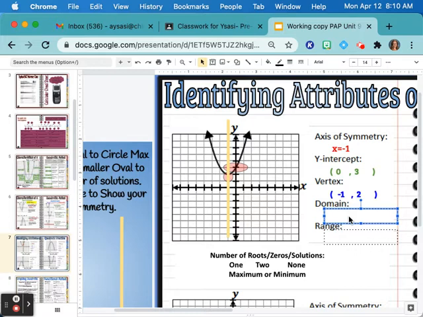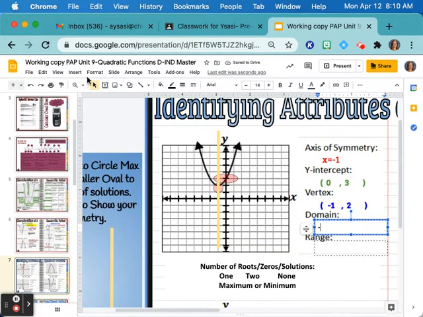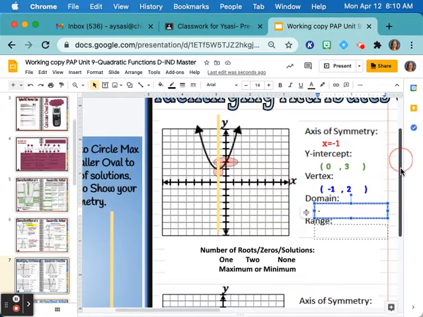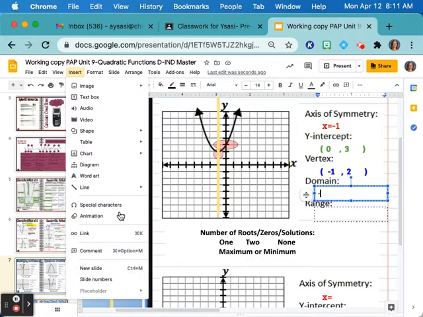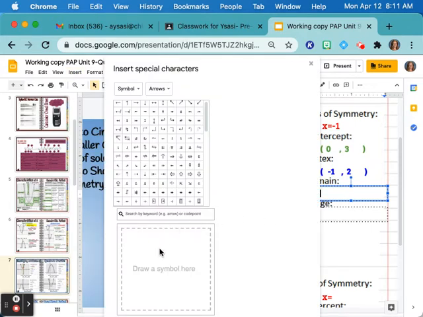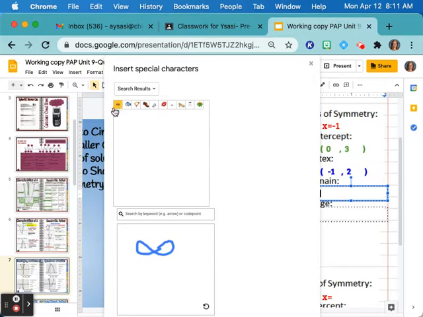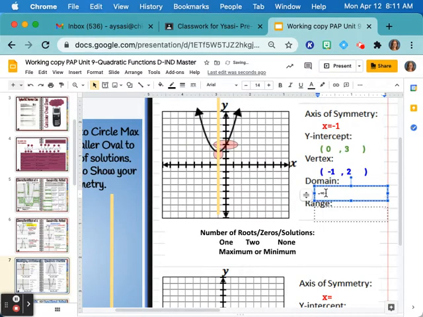The domain is all possible x values. So with quadratic functions, it's always all real numbers. So we are going to write it starting with -infinity because we want to write it as an inequality, because part of the skill is writing it as an inequality. So insert special character, and I'm going to copy and paste this a couple times. -infinity is less than x is less than infinity.